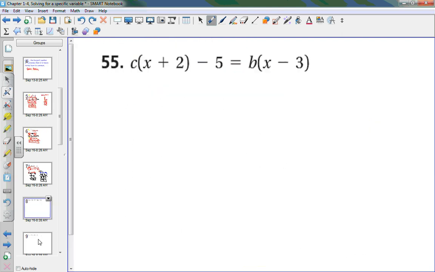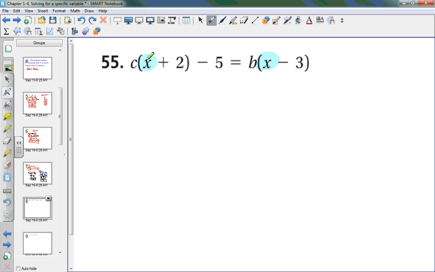Okay, 55 out of your textbook. Again, it says solve each equation for x. Where's x at? I have an x here, and I have an x here. So I have 2 x's, and they're inside parentheses. What do you think instinctively we need to do? If you said distribute and get them out of parentheses, you are correct.